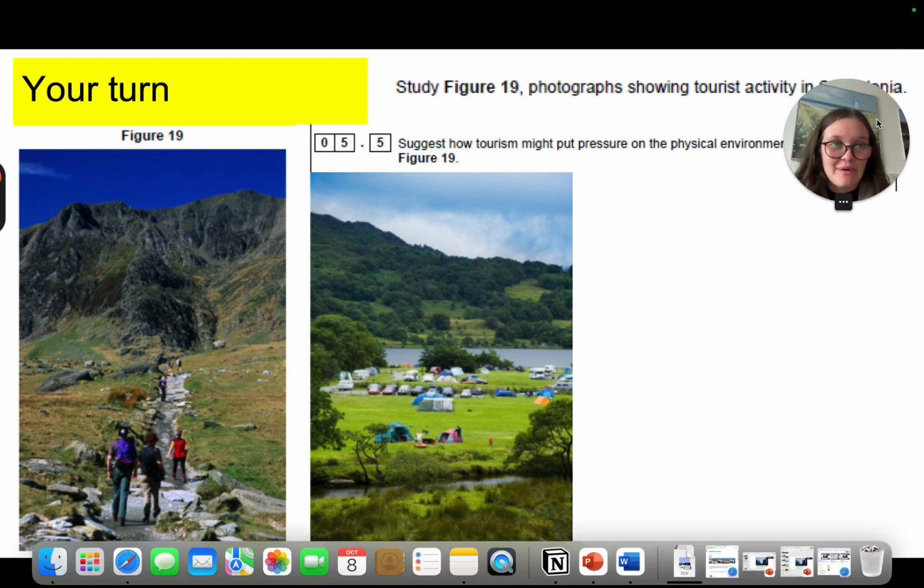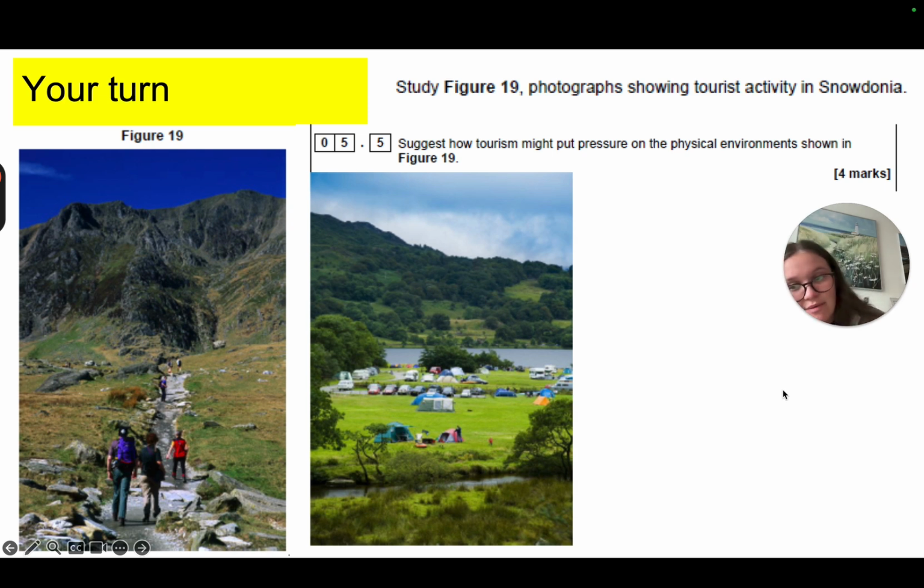Okay, so I'm going to give you a moment to fill in that table, pause the video, and then I will present to you some exam questions that you can go away and answer in your own time. So this picture on the left is a photograph showing tourist activity in Snowdonia. So your 4-mark question is to suggest how tourism might put pressure on the physical environment shown in these figures. So pause the video, write that down, and answer that question for me as a summary of everything you might have learned.